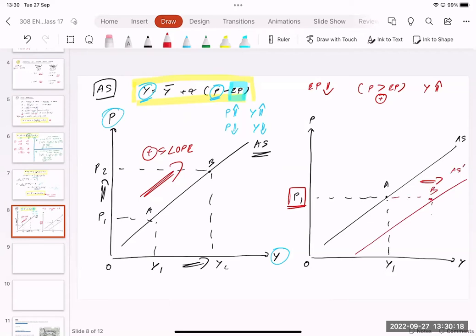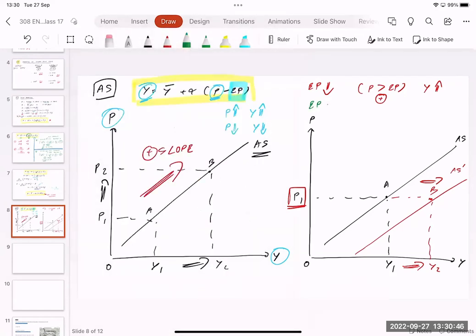The reason to explain this one is if the price level is greater than what they think, it means that everything in the economy is more expensive than what they think. This is good because they're going to produce more, from Y1 to Y2. You see that? If the price level is greater than what they think, this is good because they want to produce more, right? It's good for them. They are firms, remember.